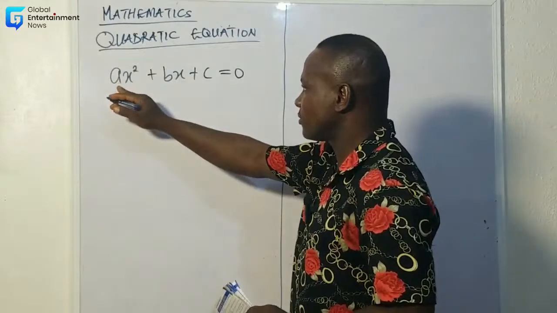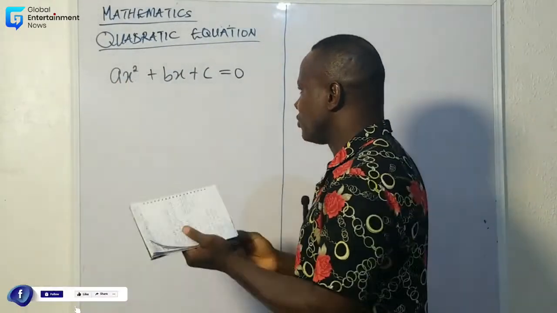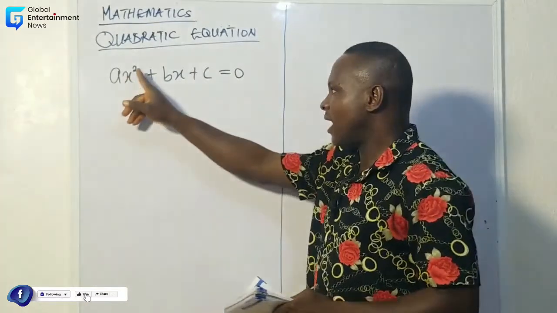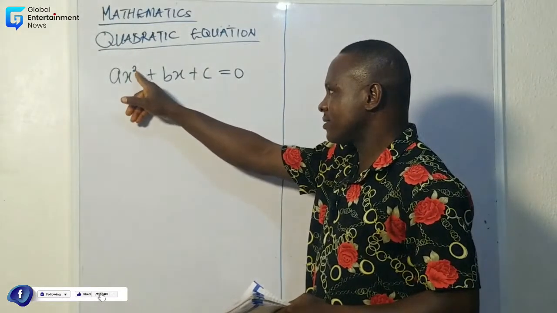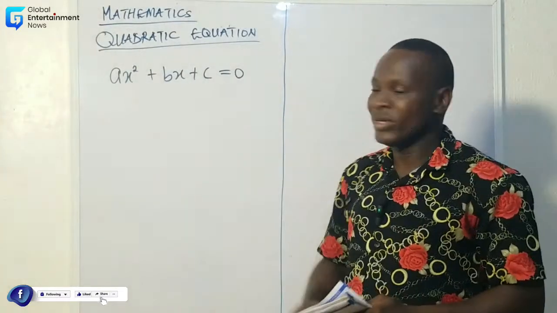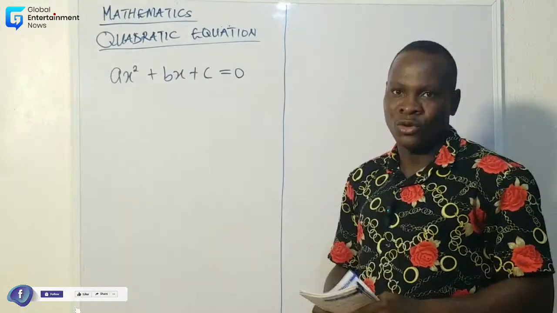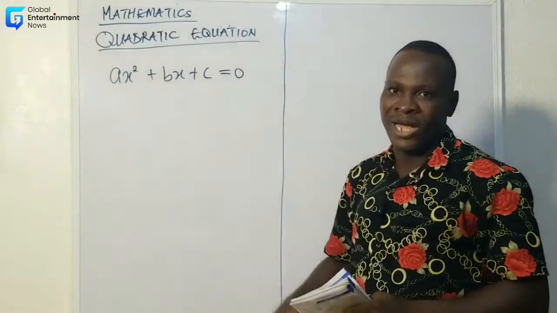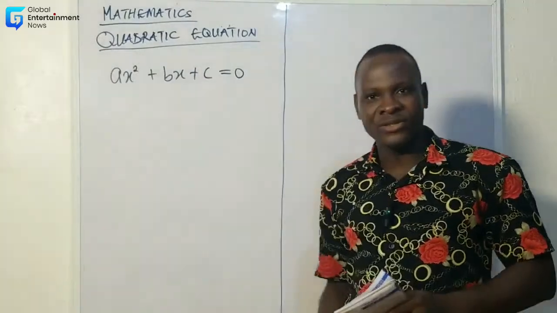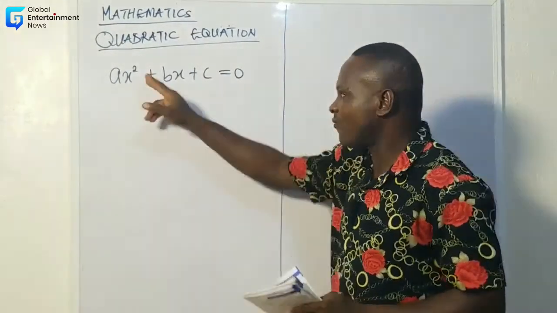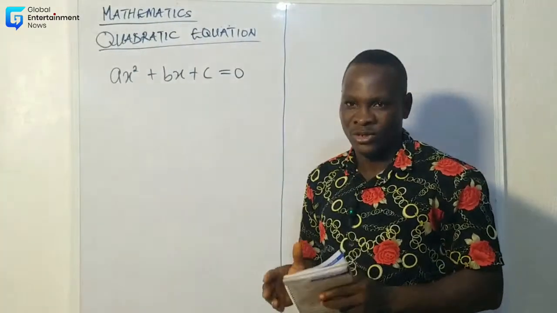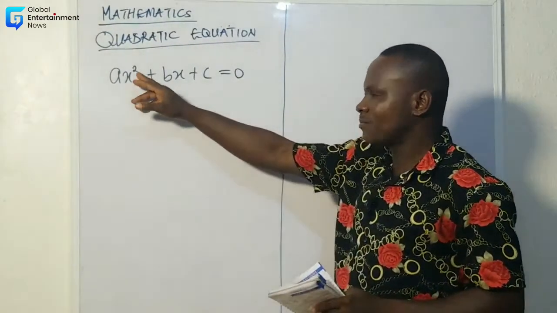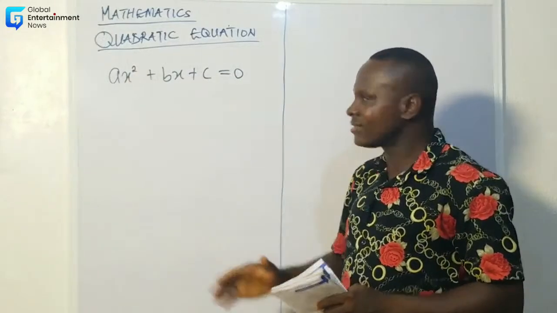Looking at these variables here, we have a as the coefficient of x squared. And looking at this x, what it carries is 2, that is power 2, which is the highest power here. So the highest index or the highest power of the variable is 2. That means if you have 3 here, it is not a quadratic equation. If you have 4 here, it is not a quadratic equation. So a quadratic equation is identified by the highest power or the highest index of the variable.